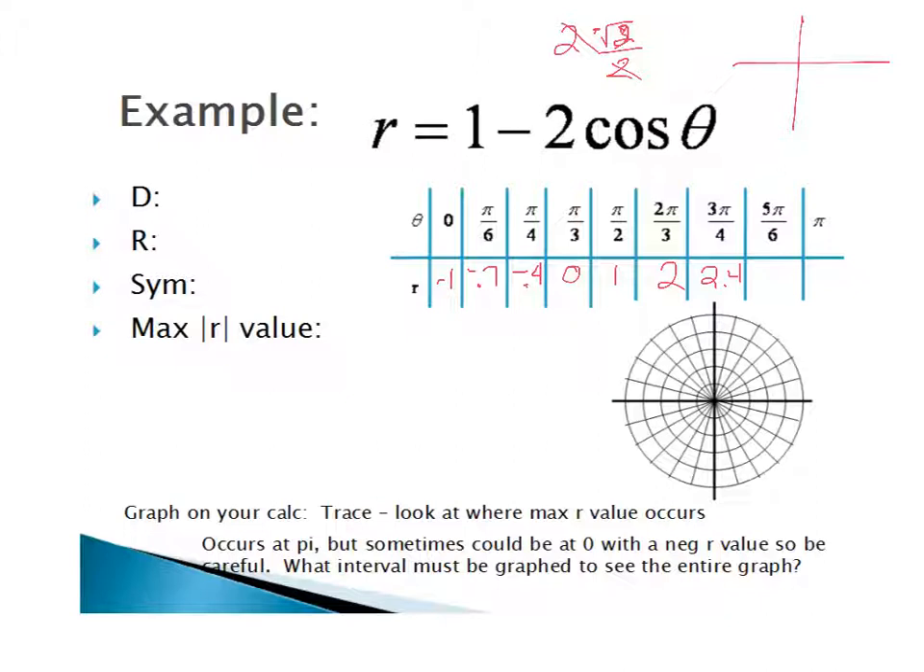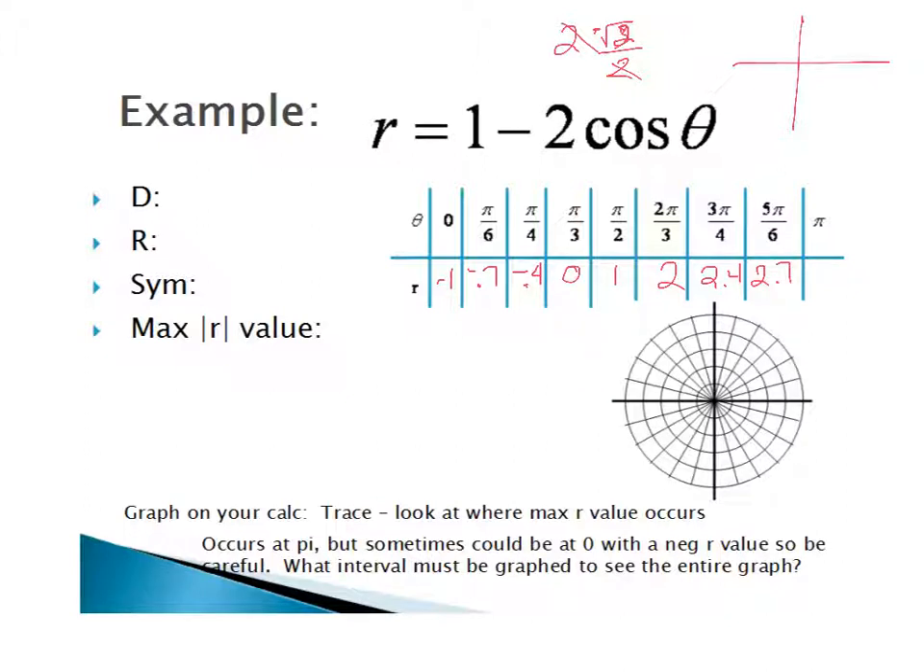All right, next one. 5 pi over 6. That's this angle. My cosine is negative root 3 over 2. Times the 2, that cancels, I'm left with a negative root 3. 1 minus negative root 3 is really 1 plus root 3. I have 2.7.